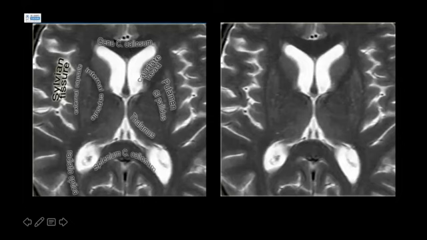I'm now just going to briefly mention, this is the genu of the corpus callosum and the splenium of the corpus callosum. The corpus callosum could be asked in a sagittal image, but there's no reason why this part of the corpus callosum couldn't be asked on the axial image.